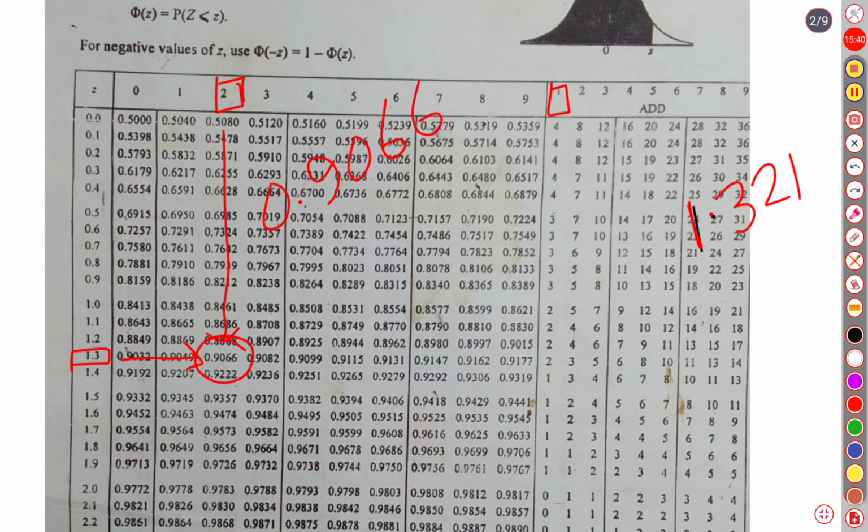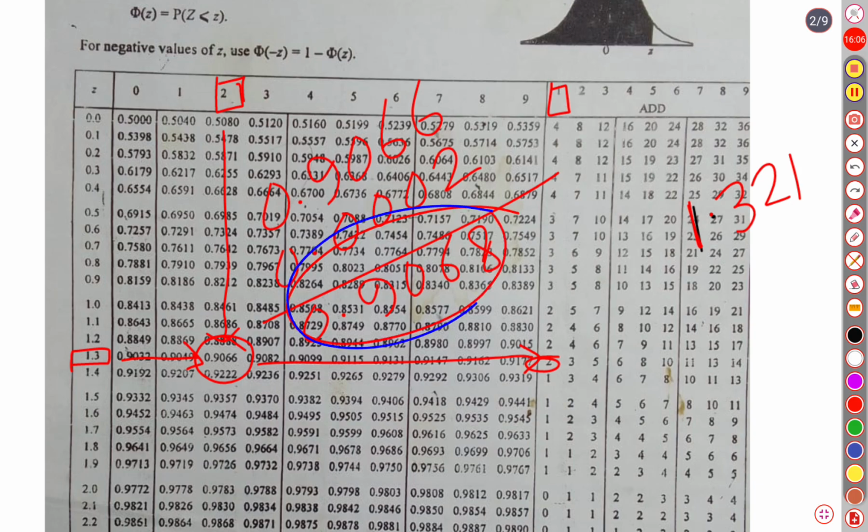Well, after that there is 1. So let's reach until 1. It is nothing but 2. So these 2 should be added. How will we add this? 0.9066 plus 0.0002. So ultimately our probability is going to be 0.9068.